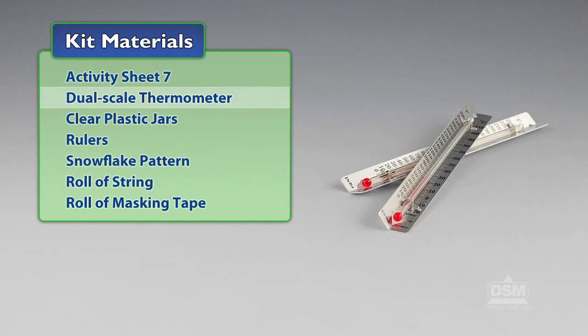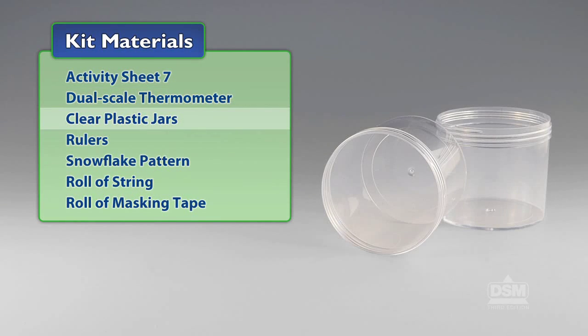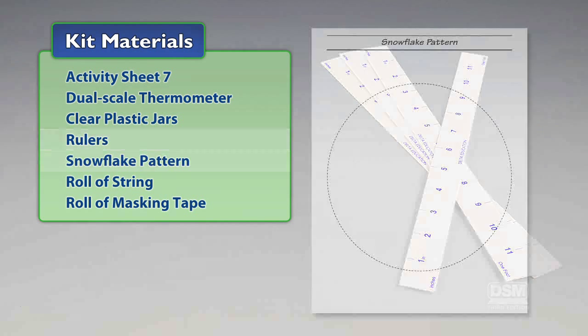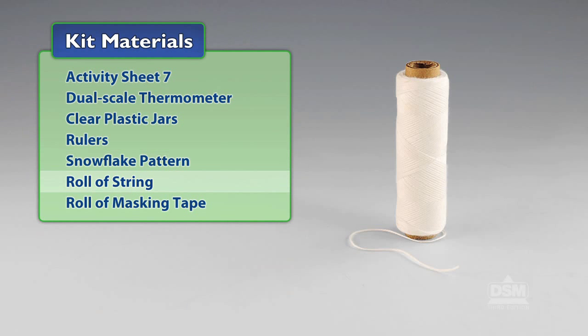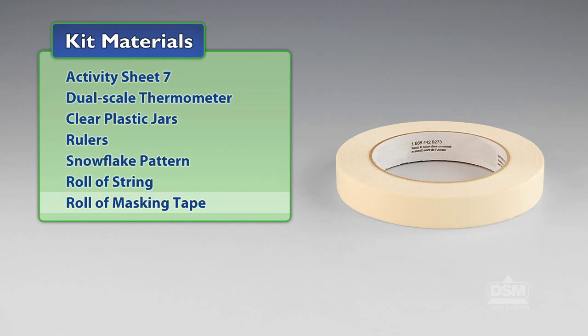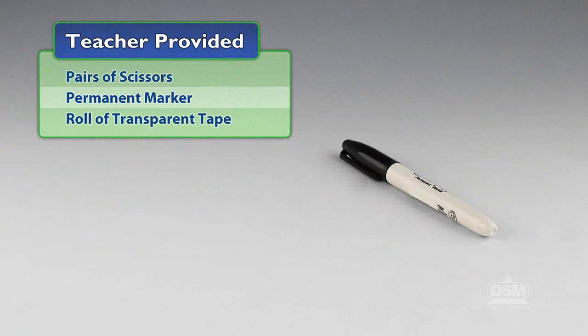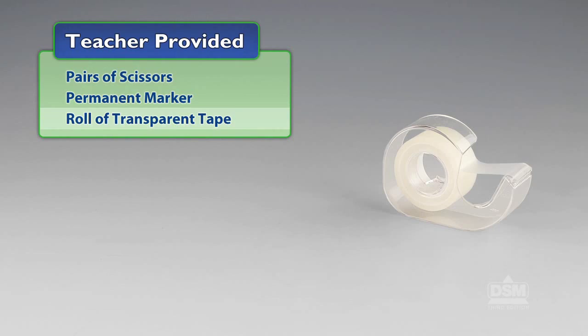You will need the following materials from the kit: Activity Sheet 7, dual scale thermometer, clear plastic jars, rulers, snowflake pattern, roll of string, and a roll of masking tape. You will also need to provide pairs of scissors, permanent marker, and a roll of transparent tape.